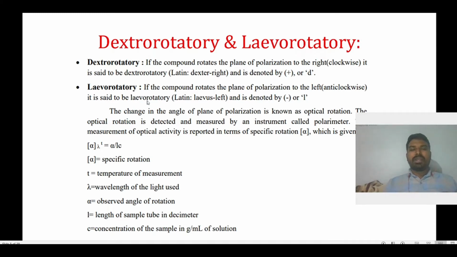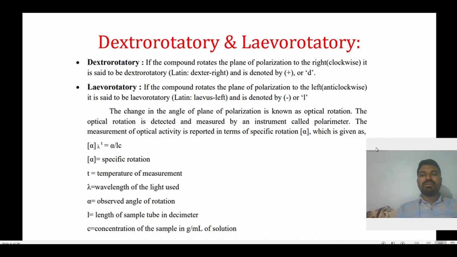Measurement of optical activity is reported in terms of specific rotation, alpha, which is given as, see, this is the formula of specific rotation, which determines the optical activity. Alpha is specific rotation, T is the temperature of measurement, lambda is the wavelength of the light used, alpha is the observed angle of rotation, L is the length of the sample tube in decimeters, and C is the concentration of the sample in grams per ml of solution.